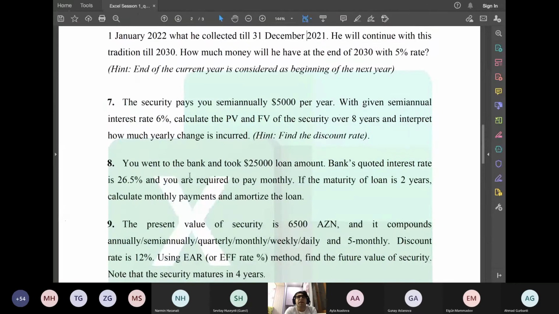Question 7 says the security pays you semi-annually $5,000 per each. With given semi-annual interest rate 6%, calculate PV and FV of the security over 8 years and interpret how much yearly change is incurred. Hint, find the discount rate, because yearly change, what indicates yearly change? Discount rate. You have to find how much the present value is compounding with rate.